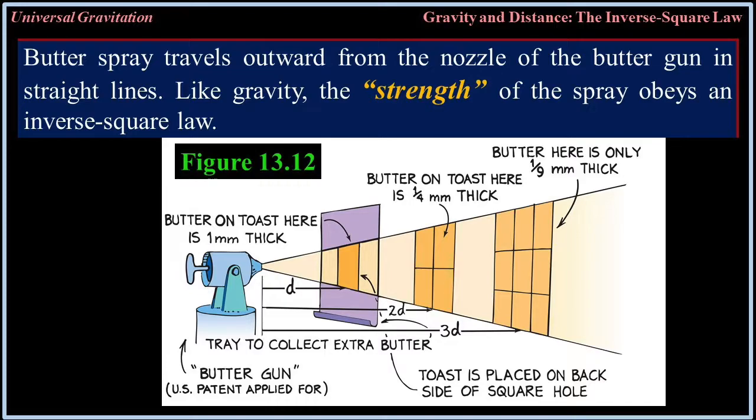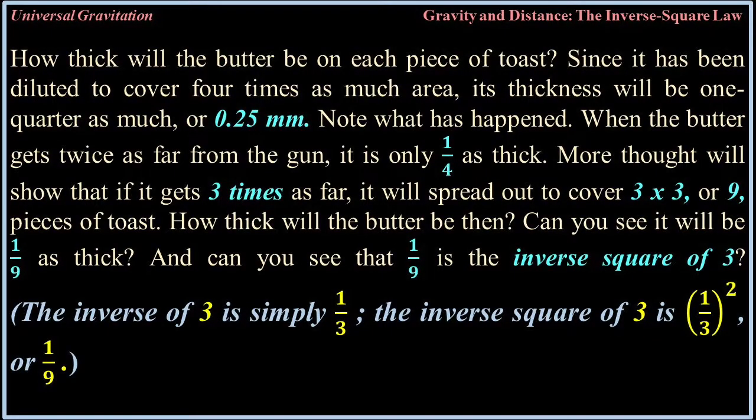When the butter gets twice as far from the gun, it is only 1/4 as thick. More thought will show that if it gets 3 times as far, it will spread out to cover 3 times 3, or 9 pieces of toast. How thick will the butter be then? Can you see that it will be 1/9 as thick? And can you see that 1/9 is the inverse square of 3? The inverse of 3 is simply 1/3. The inverse square of 3 is 1/3 squared, or 1/9.